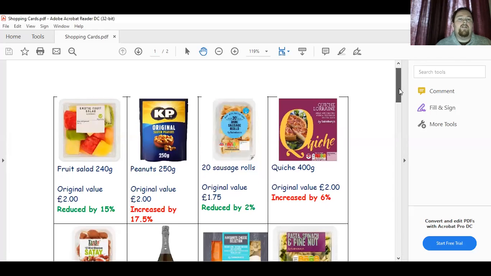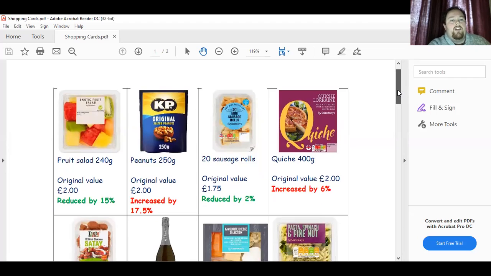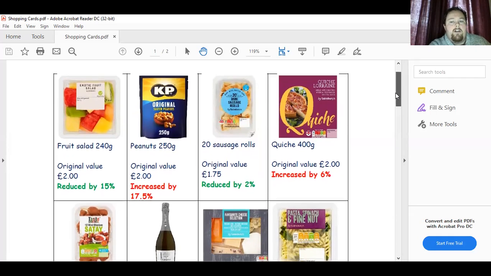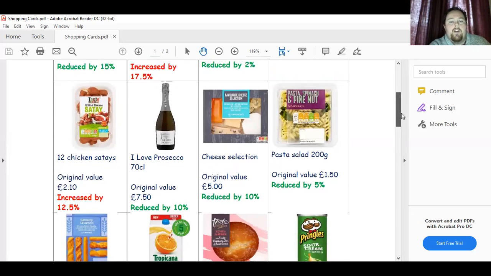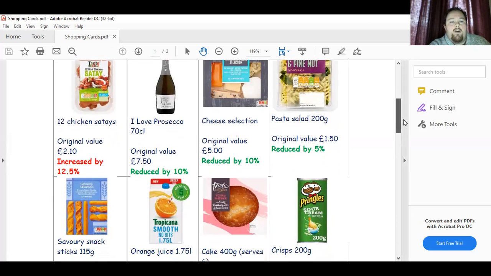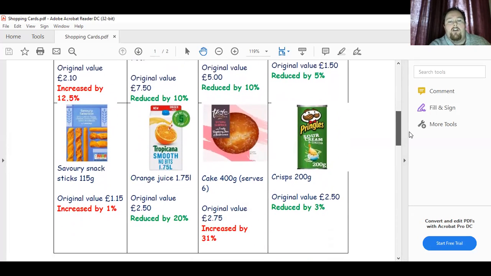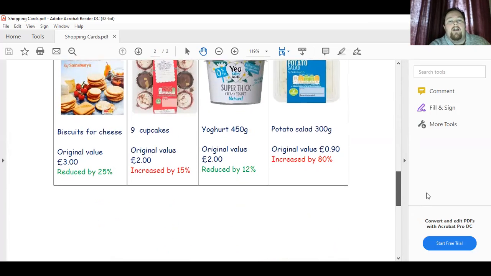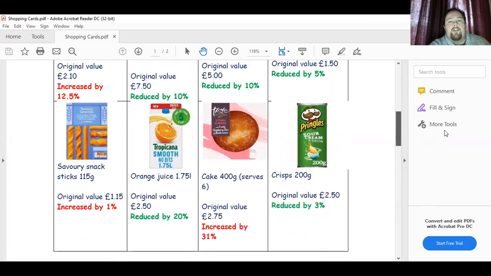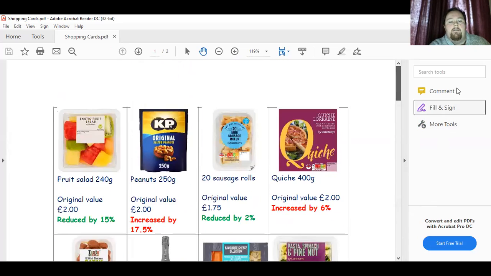So these are the different items here. You've got fruit salad, 240 grams. The original value is £2 and it's been reduced by 15%. Now, I'm not going to go through all of these, but what you need to do is have a look at this card, decide which items you want and how many, find out the new prices, and they all have an increase or reduction on them. So you'd find out how much they are now worth. So that is your bigger task for today.